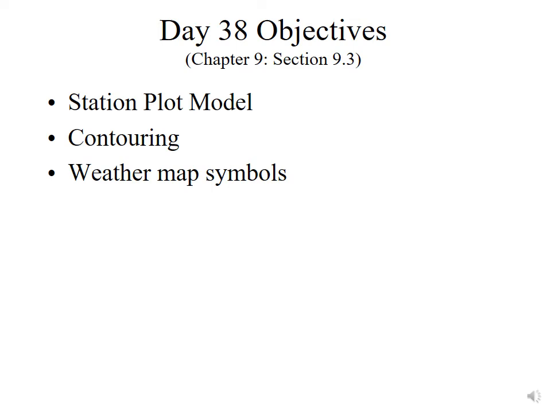We're looking at Chapter 9 from Stull, Section 9.3, trying to understand weather maps primarily. We'll be looking at the data that's plotted on the weather maps and trying to figure out how to interpret the station plot models. We'll talk about the basics of contouring analysis, and then we'll introduce a few of the map symbols that are used to denote fronts.